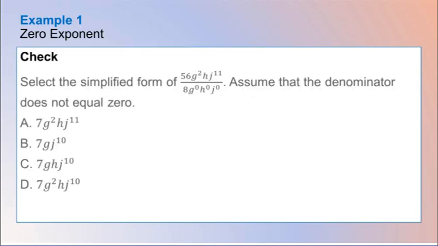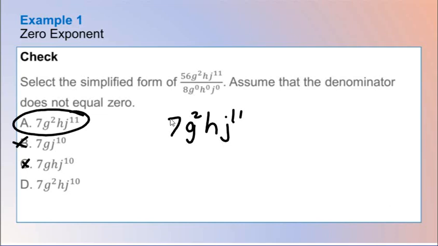Next, select the simplified form of this expression. 56 divided by 8 is 7. G to the 0 power is 1, so I'm just left with g squared on top. H to the 0 power is just 1, so I'm left with just h on top. J to the 0 power is 1, so I'm just left with j to the 11th on top. So I look at my solutions, first places, I have 7g squared. I know that can't be b, can't be c, h, and then j to the 11th. The only one that would give us that answer is letter A.